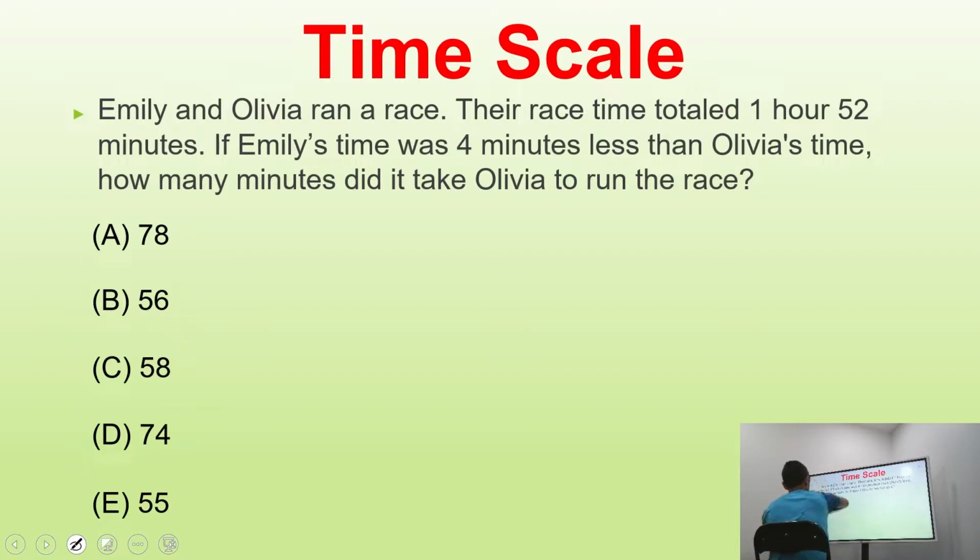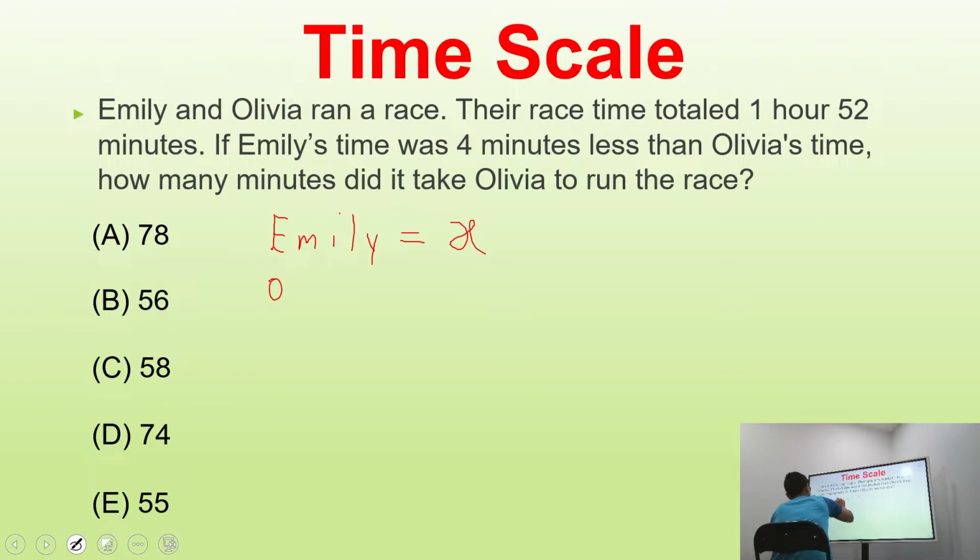Let's just take Emily for example. We're going to write her name here, Emily, and we're just going to represent her time as X for now. We don't know how long it took her, so we represent it as X. Since Emily's time was 4 minutes less than Olivia's time, Olivia's time was 4 minutes more than Emily's time.